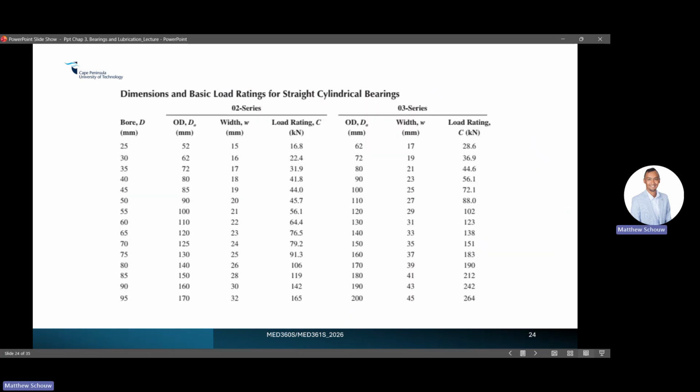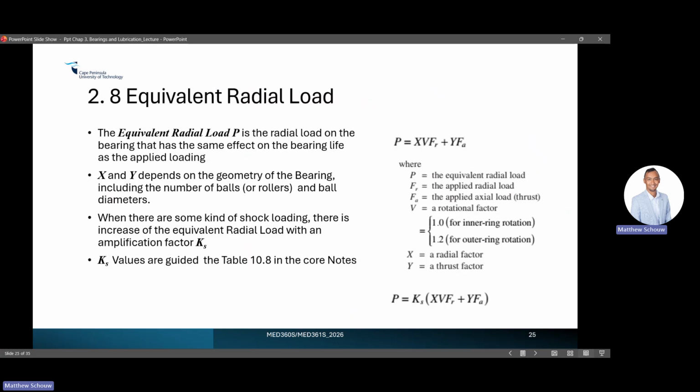That's for your ball bearings, cylindrical bearings, depending on what series you're working with. You'll notice it's basically the same type of thing, where it's 2 series, 3 series, and your dynamic rating. What's also important with bearings, we don't use charts essentially, we use tables. And we have to compute this thing called equivalent radial load. It's essentially the radial load on the bearing that has the same effect on the bearing life as the applied loading. Its formula is given as some value X times V times Fr plus Y times Fa.